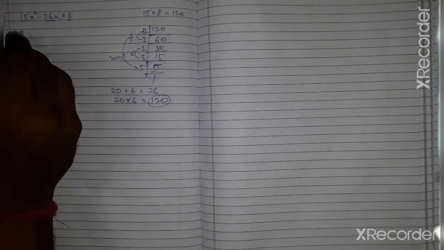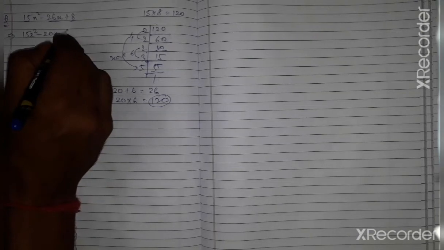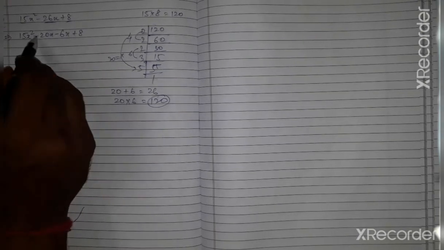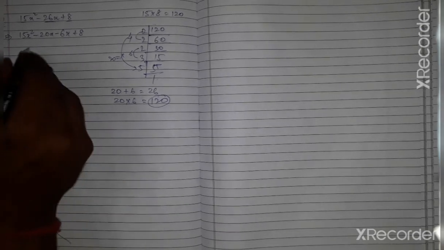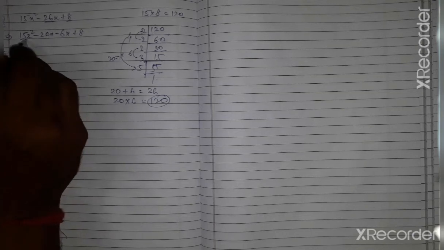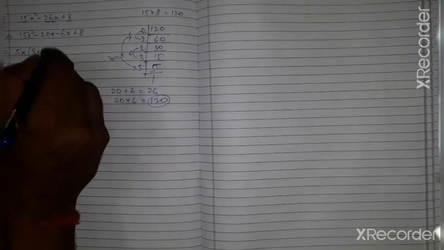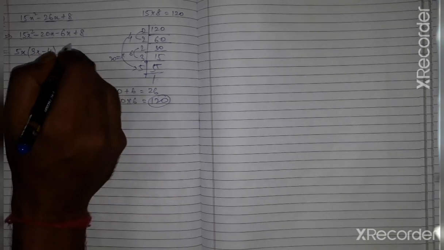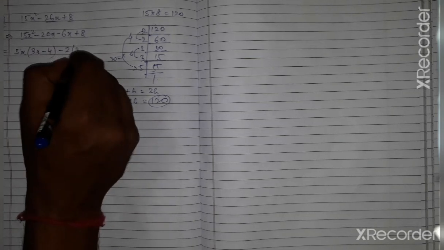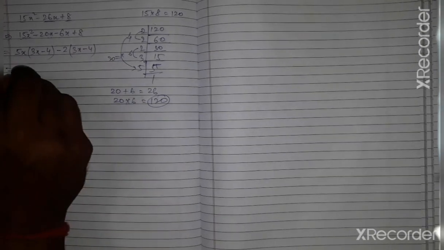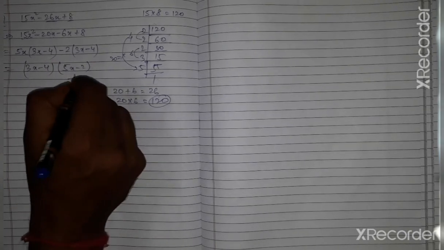So let's see how I will write this. I will write it this way: 15x square minus 20x minus 6x plus 8. Why have I written minus? Because here in front of 26 the sign is minus. Now I have to take common factors. From these two terms I will take common 5x. So here it left 3x minus 4. And from these two terms I will take common minus 2. So here it will left 3x minus 4. So 3x minus 4 will be taken common, and here it becomes 5x minus 2. So this will be my answer.